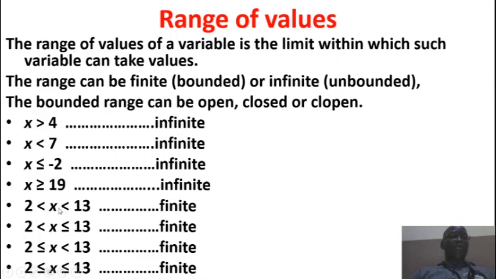Then the fifth one, which starts from 2 and ends at 13 and does not include 2, neither does it include 13, says 2 is less than x, x less than 13. It means that 2 is smaller than the number we are talking about, but the number we are talking about is less than 13.